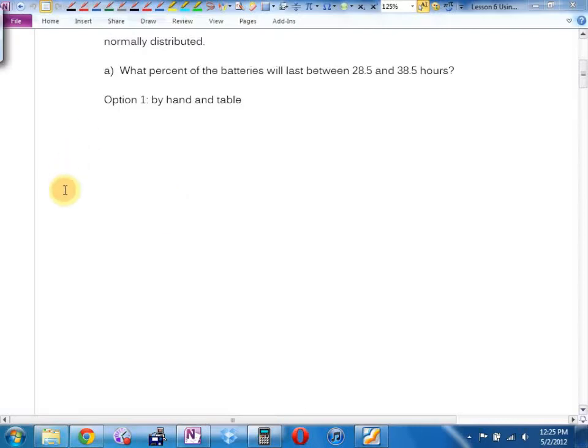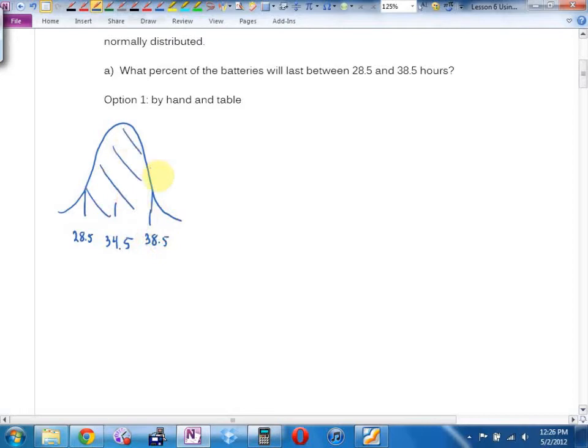What am I going to do? I'm going to do a little sketch. According to this question, Emma, what's the mean? 34.5? So I think 28.5 would be over here somewhere. 38.5 would be over here somewhere. And we want the area between them.